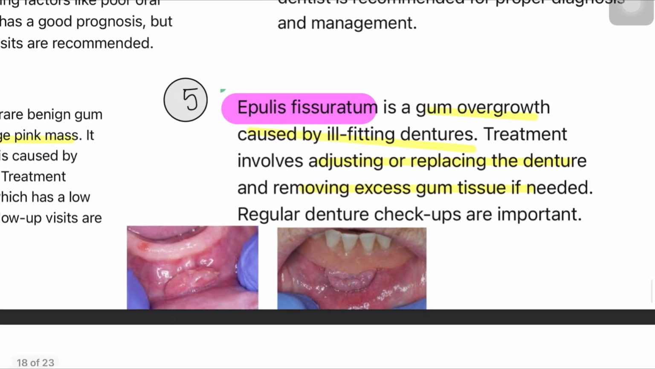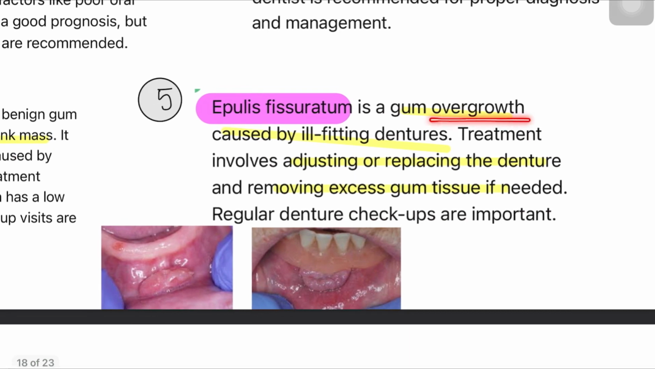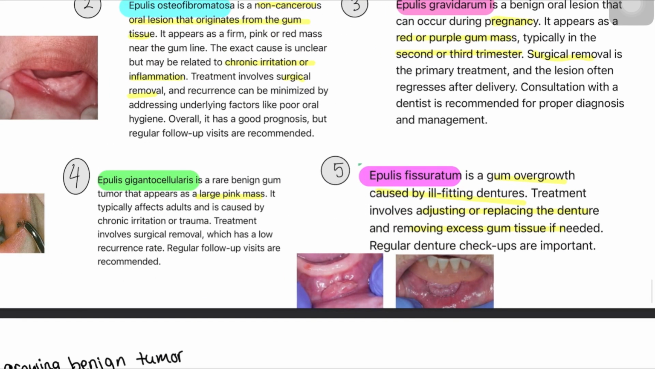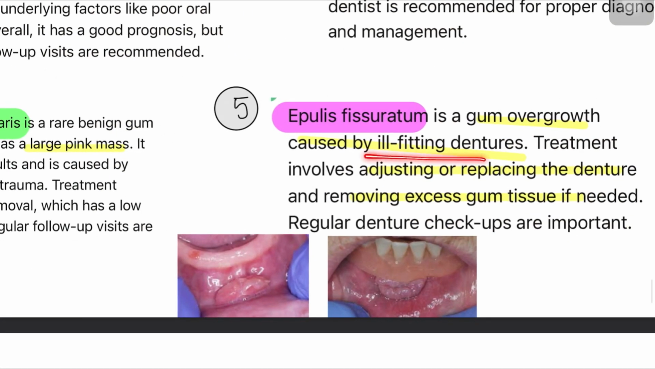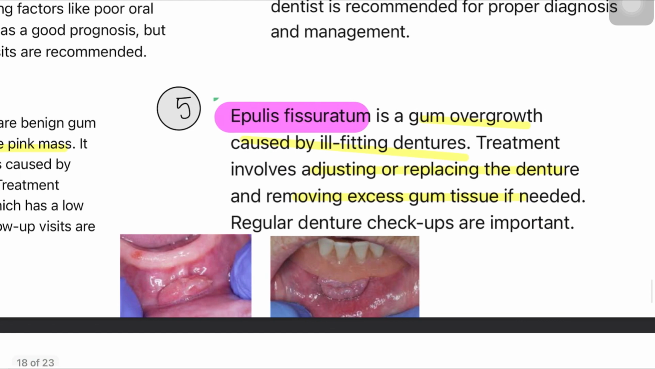Then we have Epulis fissuratum. This one is a gum overgrowth caused by ill-fitting dentures. It's kind of like the osteofibromatosa that we talked about here, but this is a bit different because this is an overgrowth. It's not like a lesion. See, this is overgrowth, and this one is mainly just caused by ill-fitting dentures. And the treatment involves adjusting or replacing the denture and removing the excess gum tissue. So they just remove it and then change the denture.